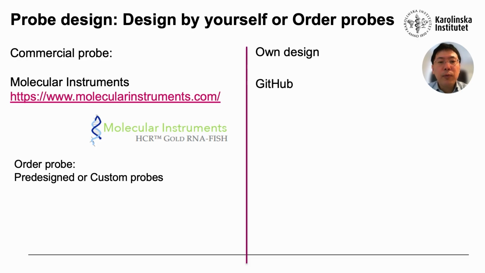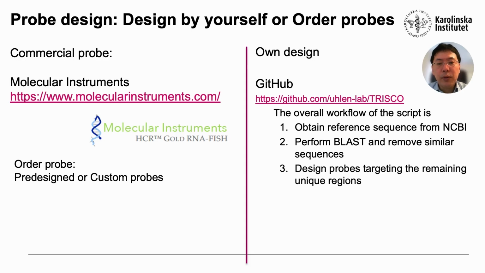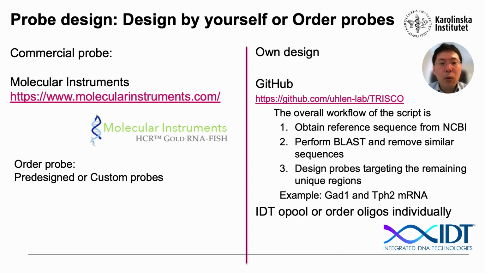In our lab, we developed a simple probe design workflow using custom scripts available on GitHub. These scripts follow the same steps I described in the previous slide. For synthesis, we typically use IDT oPool to conveniently pool all probes into a single tube, though you can also order individual DNA probes and mix them yourself if you want to customize them.